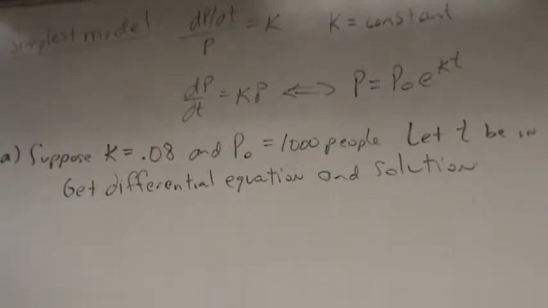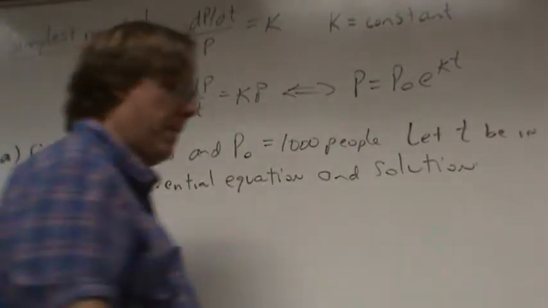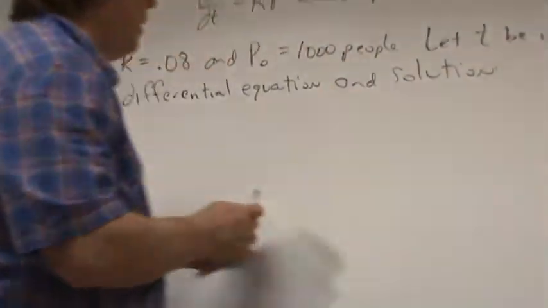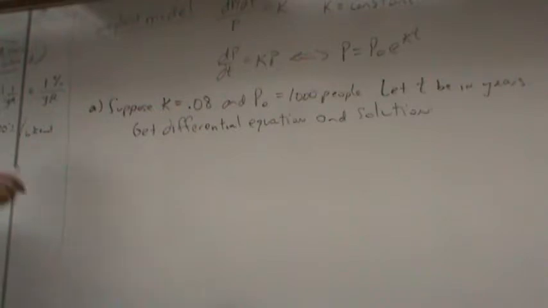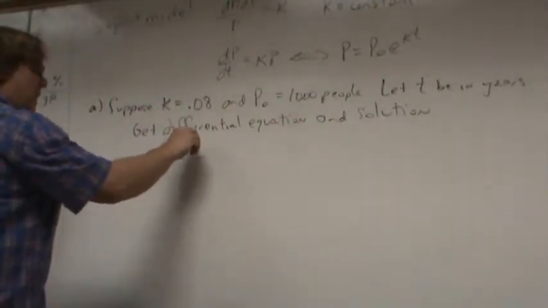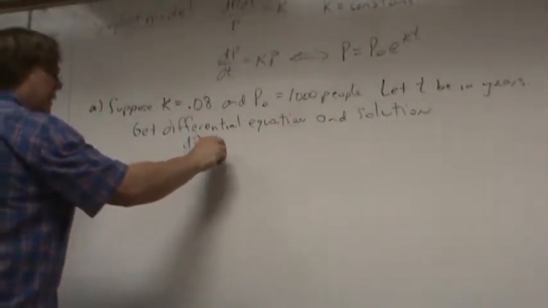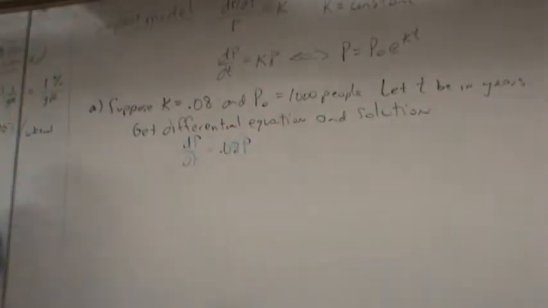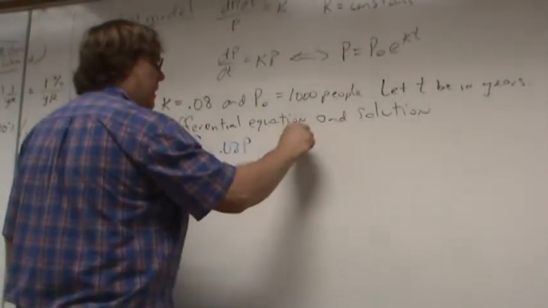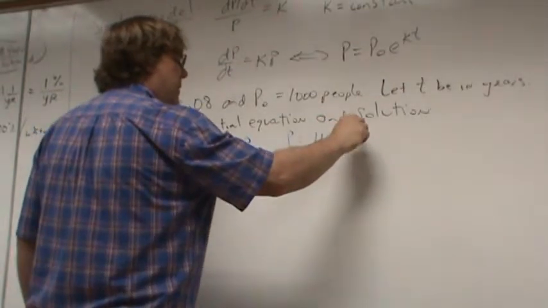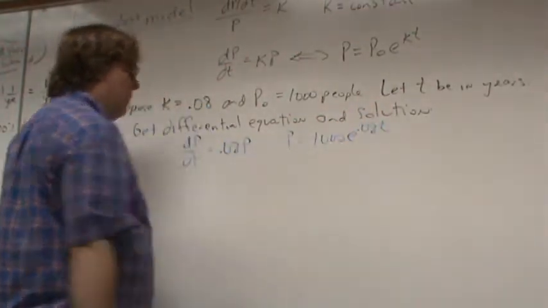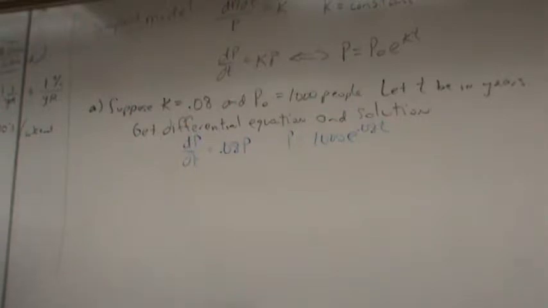Alrighty. Did I run out of time? Okay, then hopefully you guys got dP/dt equals 0.08P, and hopefully you got that P equals 1,000 times e to the 0.08t. Did you guys get those two equations? Okay, great. Hey, it's that simple. So let me give you another one.